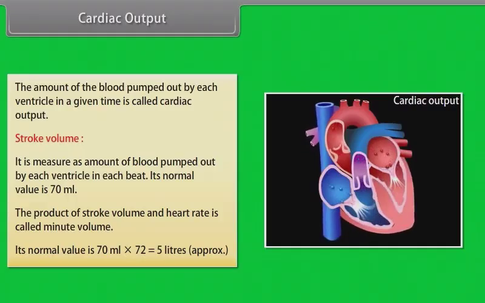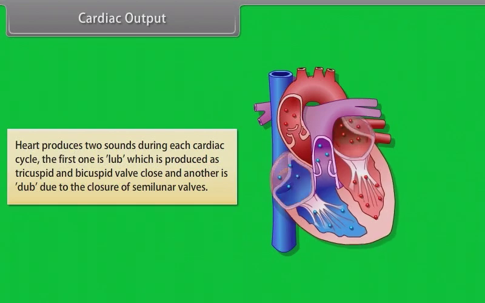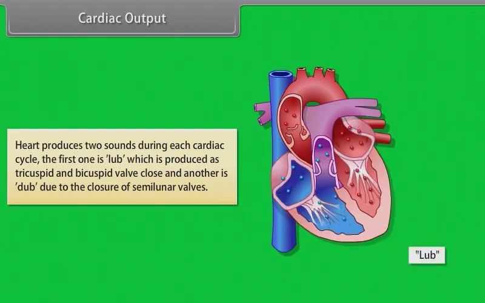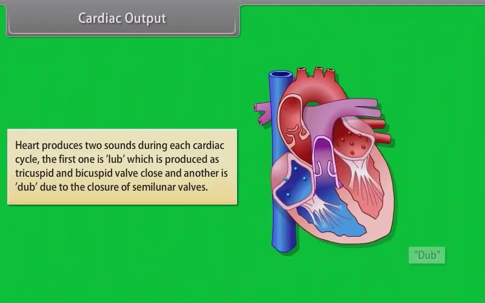The heart produces two sounds during each cardiac cycle. The first one is lub, which is produced as tricuspid and bicuspid valves close, and another is dub, due to the closure of semilunar valves.